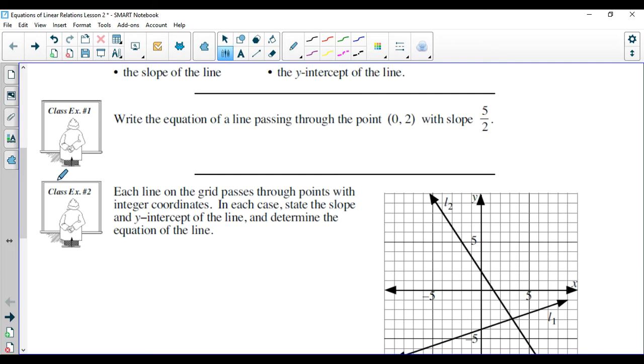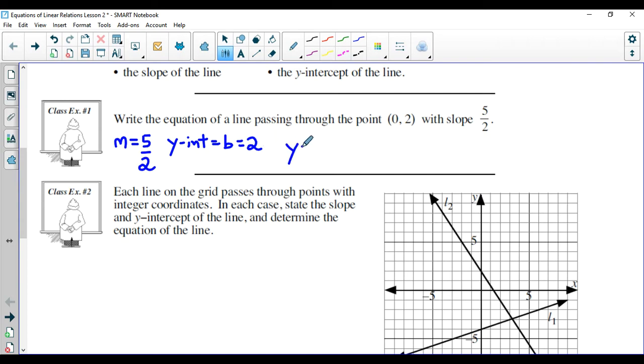It says, write an equation of a line passing through the point (0, 2) with a slope of 5/2. Okay, so it flat out just tells us what the slope is. The slope is m, which is equal to 5/2. This point tells us what the value of y is when x equals 0. Well, that's your y-intercept. We use the letter b to represent it, so this would be a y-intercept that's equal to 2.